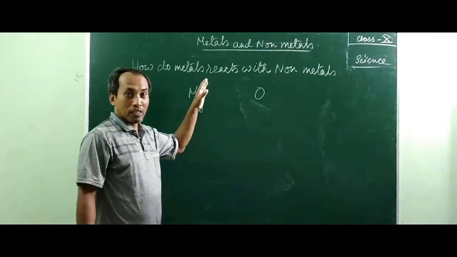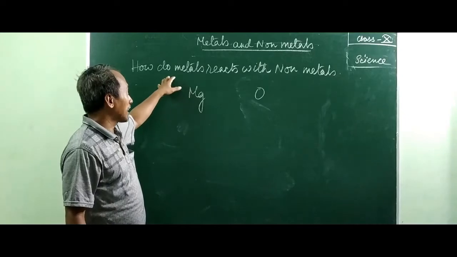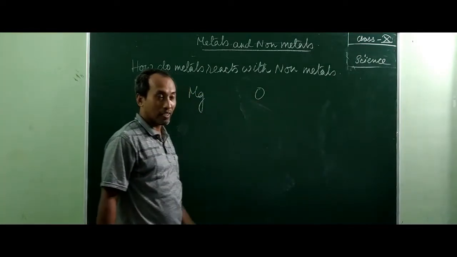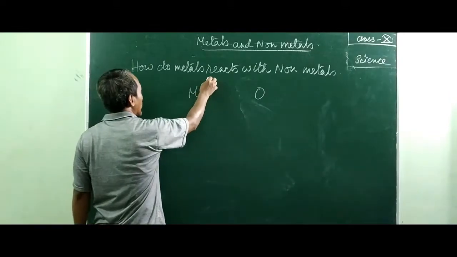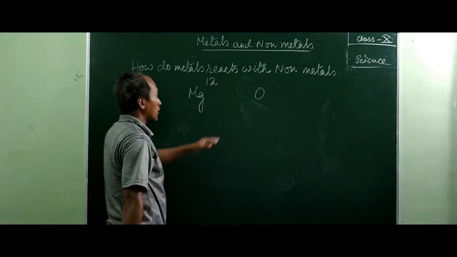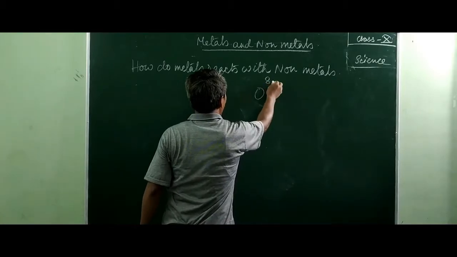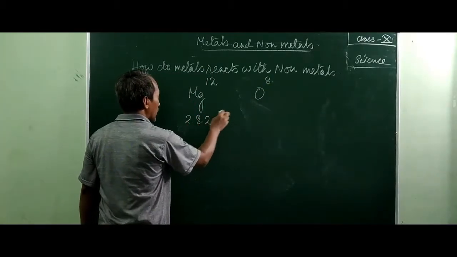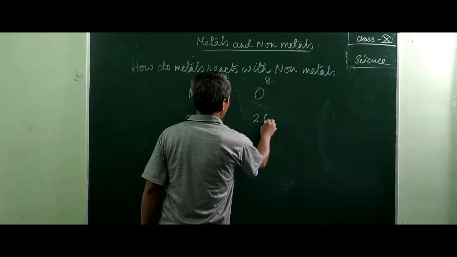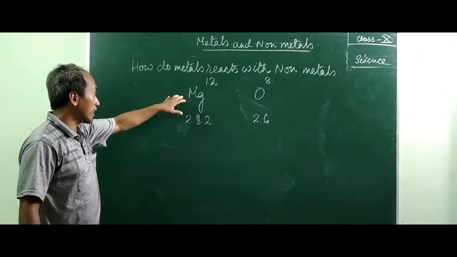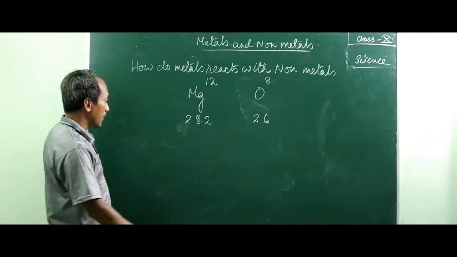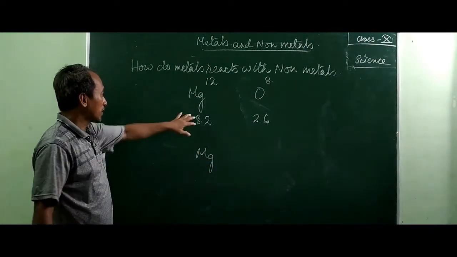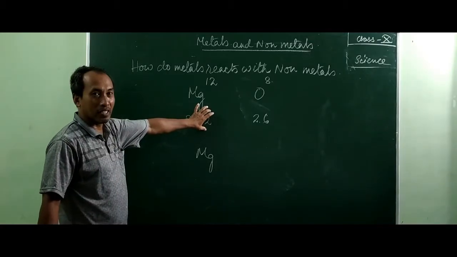Here are a few more examples of ionic compounds. Here is magnesium. How does magnesium combine with oxygen? Magnesium's atomic number we know is 12, and oxygen's atomic number is 8. Magnesium's electronic configuration is 2, 8, 2. Oxygen is 2, 6. So we will now represent them in the electron dot structure. So magnesium with what representation do you want to represent?